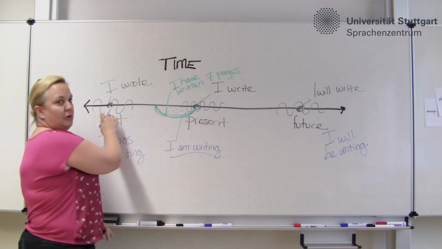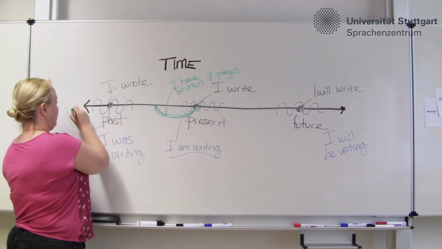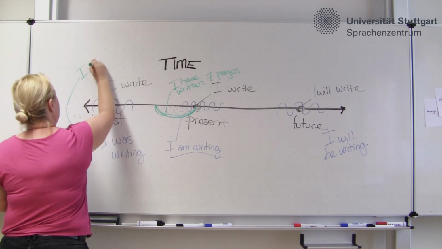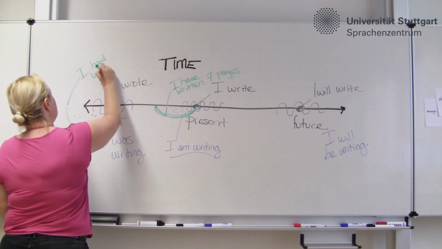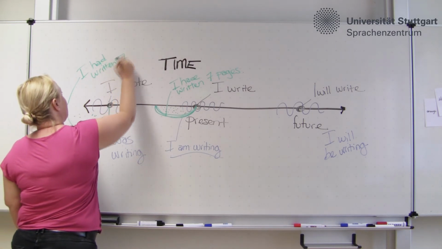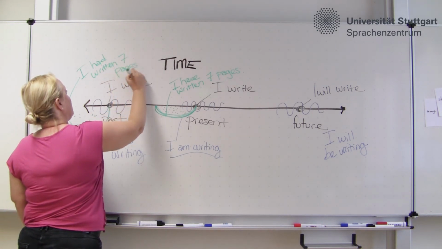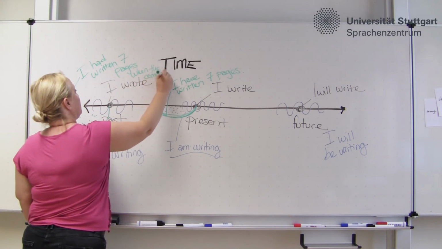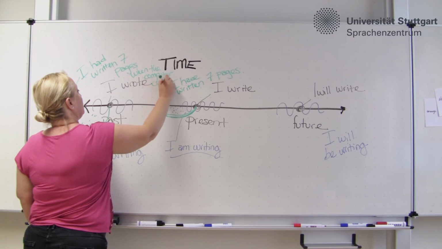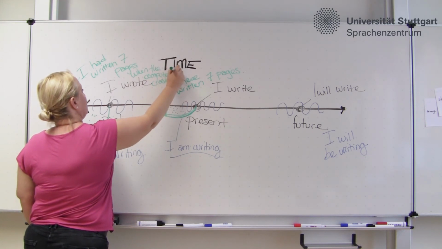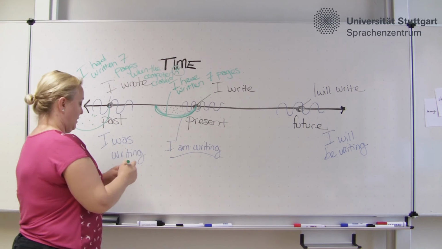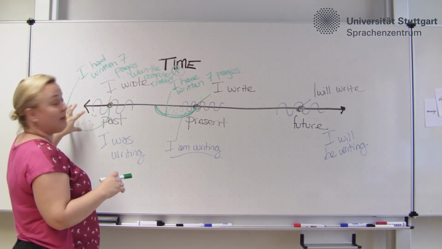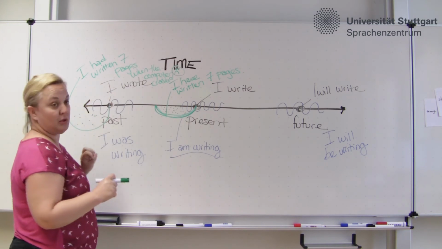Now, perfect tenses can occur in the past. I had written 7 pages when the computer crashed. Oh no. That means that the 7 pages being written occurred at some point before, boom, the computer crashed.